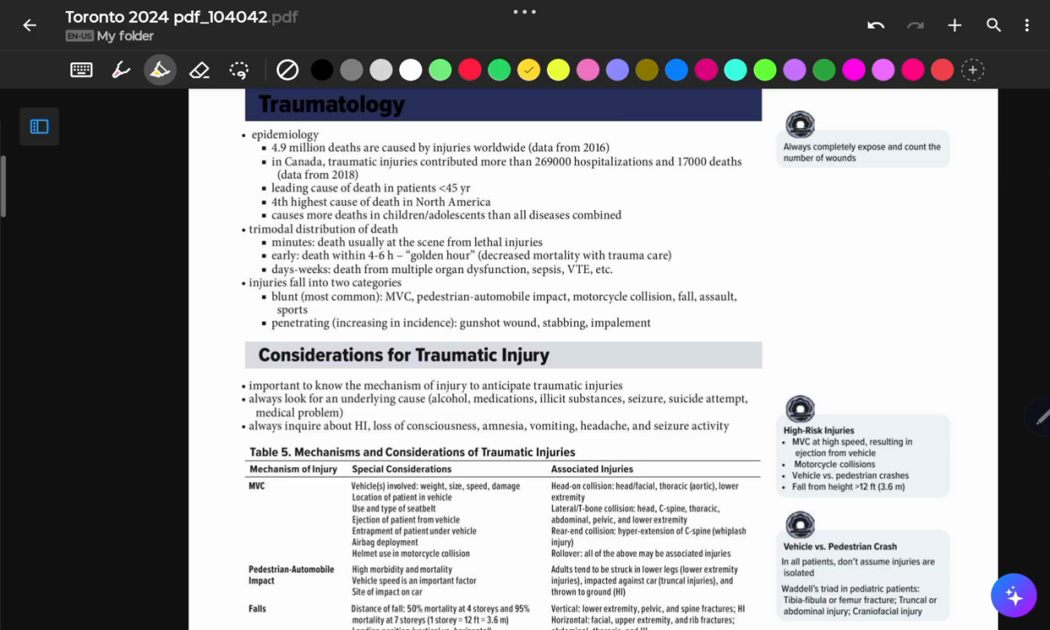Okay, so 4.9 million deaths are caused by injury worldwide due to trauma. It's a leading cause of death in patients less than the age of 45 years old. It causes more death in children and adolescents than all disease combined.